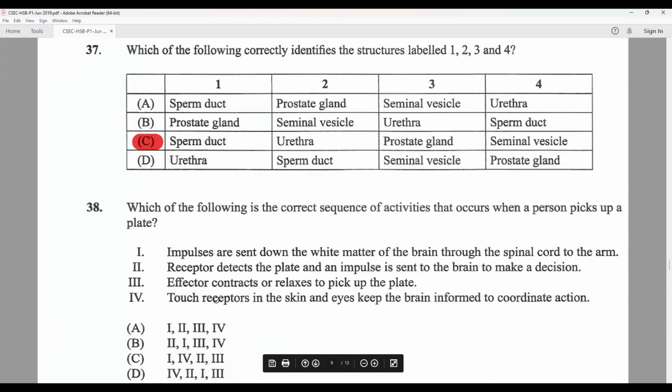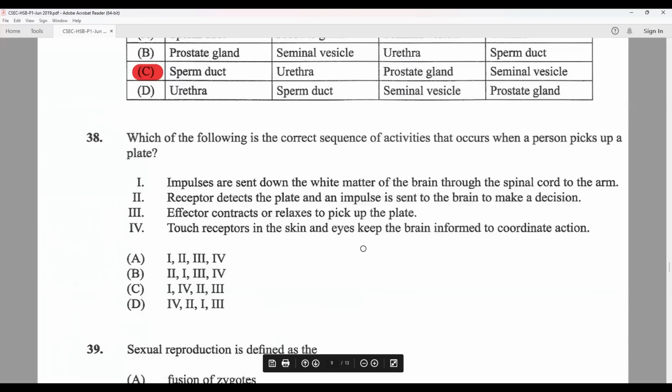38, which of the following is the correct sequence of activities that occurs when a person picks up a plate? Impulses are sent down the white matter of the brain through the spinal cord to the arm. Receptor detects the plate and an impulse is sent to the brain to make a decision. That should be the first one. So if that's the first one, effector contracts or relaxes to pick up a plate. Touch receptors in the skin and eyes keep the brain informed to coordinate action. That should be the last one. So 2 being the first one, 4 being the last one, which puts us at B.